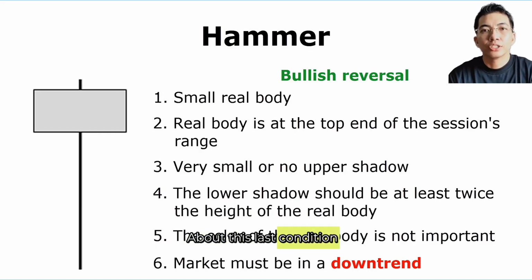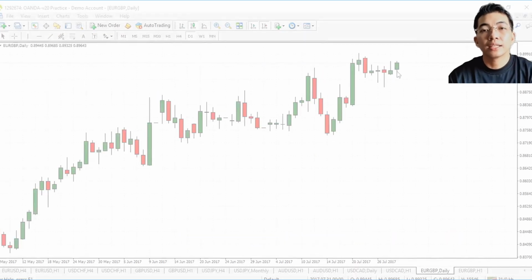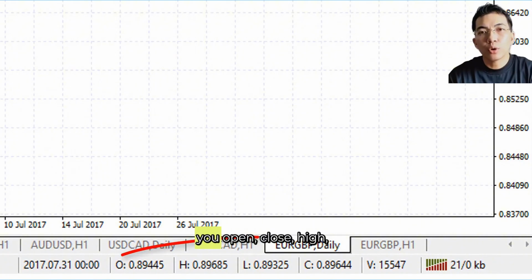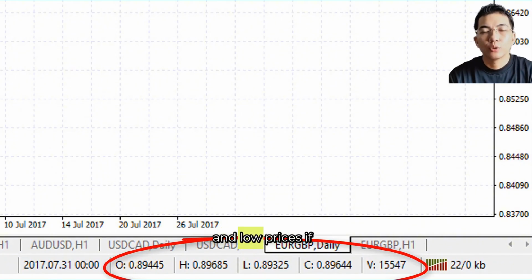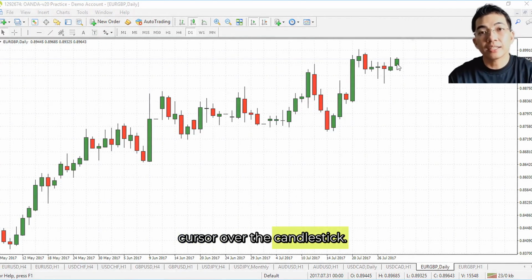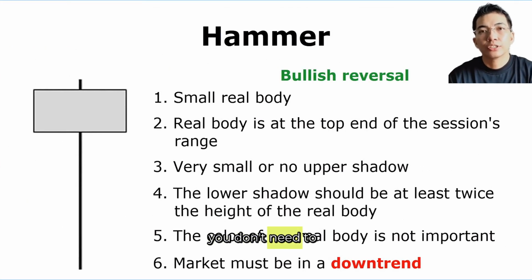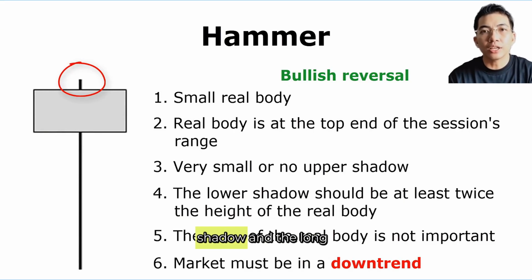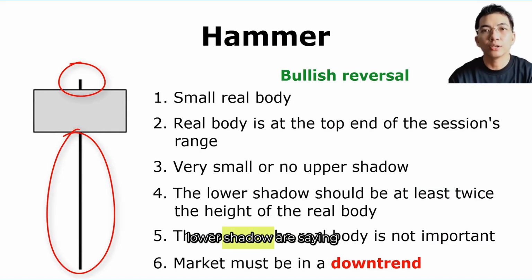About this last condition that I've mentioned, you don't need to buy a ruler and measure the hammer every time. The MetaTrader will show you open, close, high and low prices if you just put the cursor over the candlestick. But in any case, you don't need to be super rigid about this rule, you will develop an eye for it.